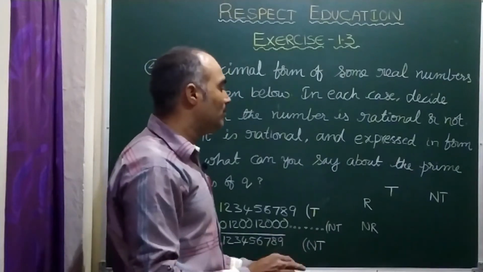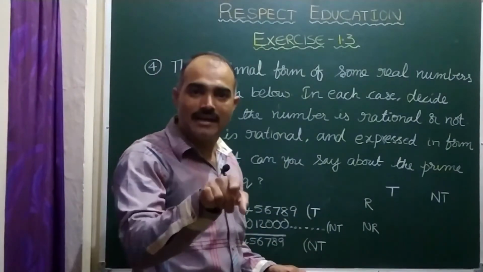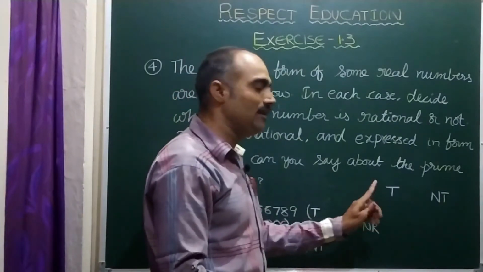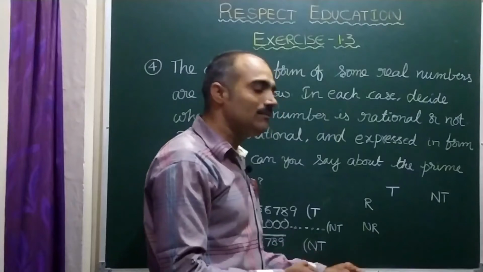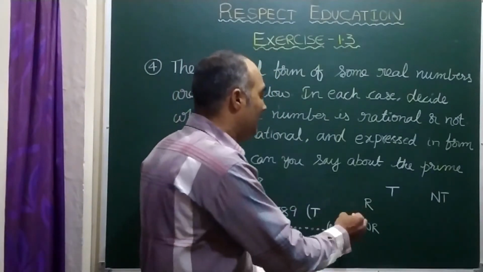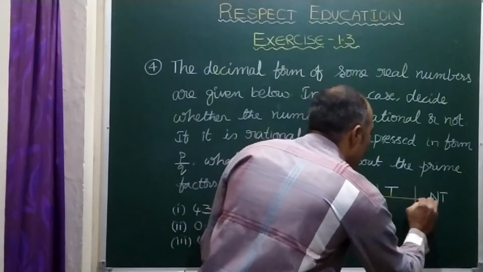Repeating, in some books it is given as recurring. Recurring means reoccurring, and reoccurring means it is repeating. So recurring and repeating are both the same. Non-recurring means it is not getting repeated. Here you just observe, children, everybody follow it carefully.